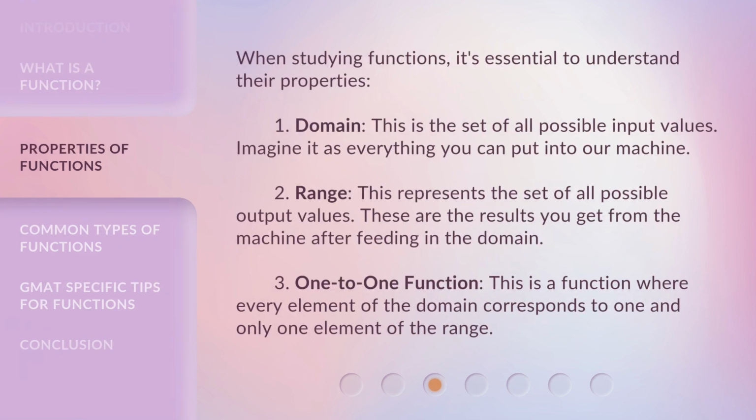When studying functions, it's essential to understand their properties. 1. Domain. This is the set of all possible input values. Imagine it as everything you can put into our machine. 2. Range. This represents the set of all possible output values. These are the results you get from the machine after feeding in the domain. 3. One-to-one function. This is a function where every element of the domain corresponds to one and only one element of the range.